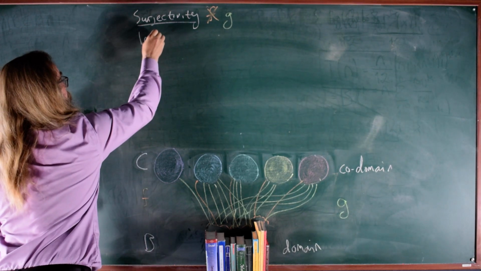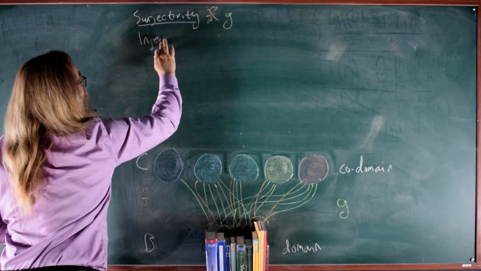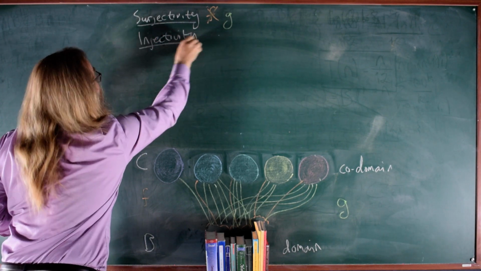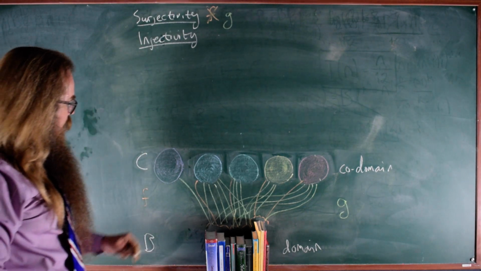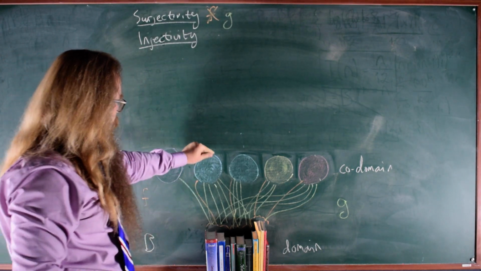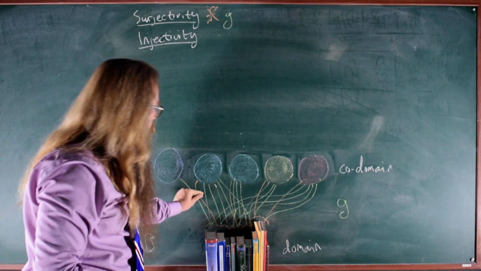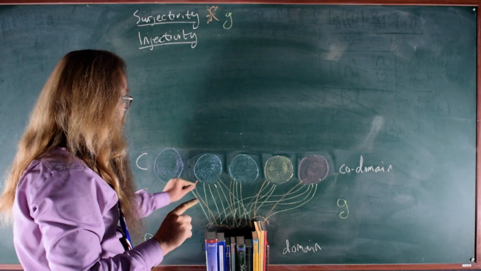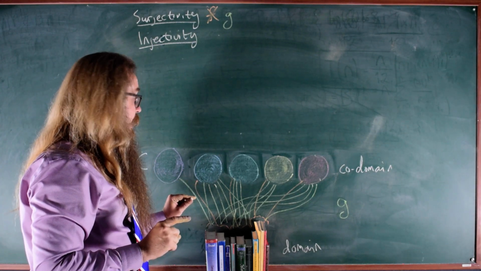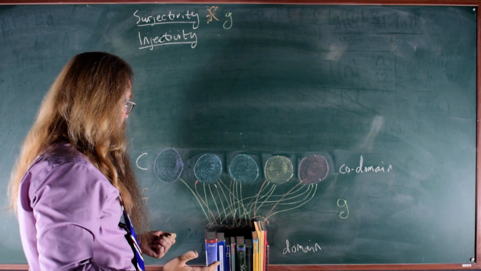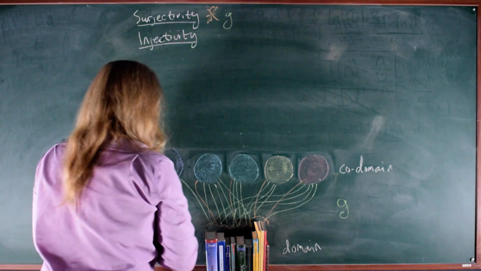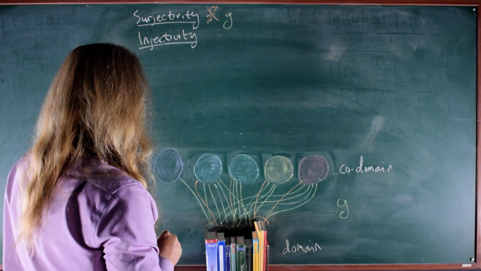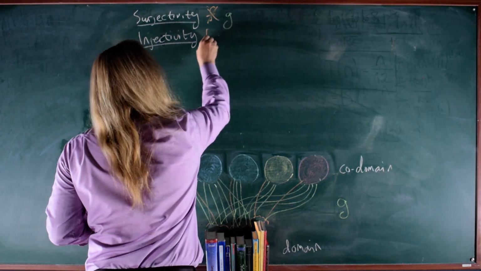The second property is injectivity. And injectivity is the property that each color up here only has one line going to it, at most. So we cannot have 2 green lines going to it. That means that it's not injective anymore. All right? So, in this case, F is not injective, and neither is G.